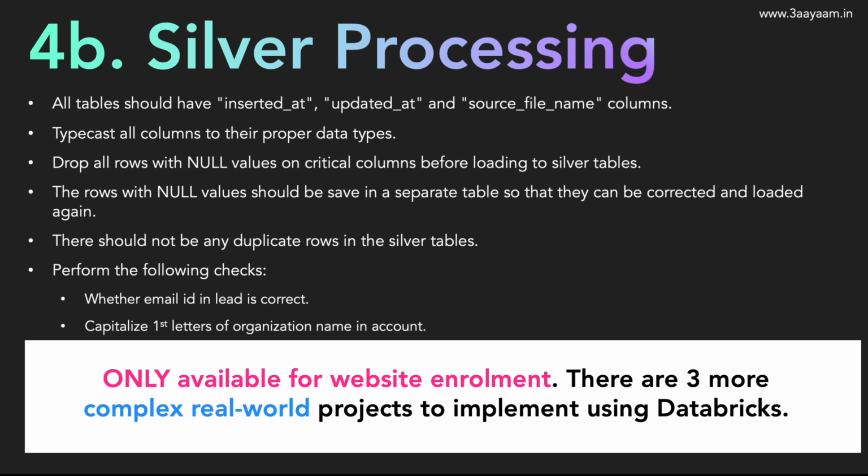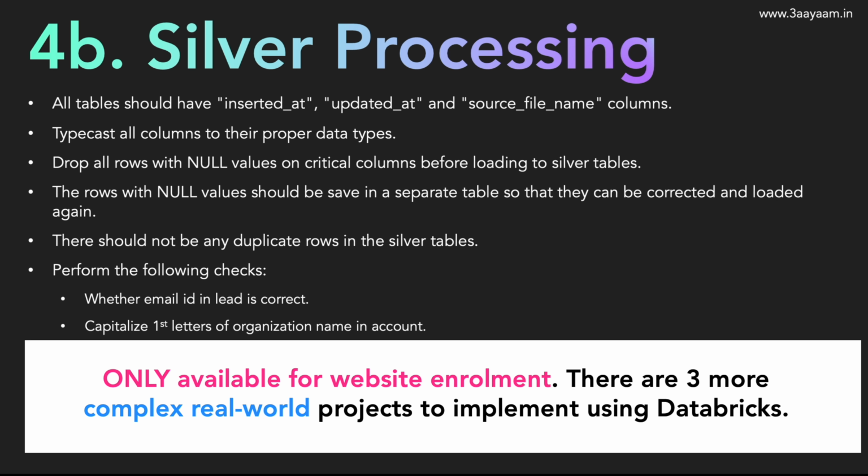There should not be any duplicate rows in the silver tables, which goes without saying, and you'll have to perform the following checks: whether the email ID in the lead is correct or not. You'll have to capitalize the first letters of organization name in account. Let's say the organization name is 3IM Limited, then the T and the L should be capitalized. The third point, which shows the lead value more than 50,000, it should be put in a different table with category large deal. It means that you'll have to create an additional table for lead with large value. If the lead value is more than 50,000, then those should be loaded in a separate table like lead large deal or something of that sort.